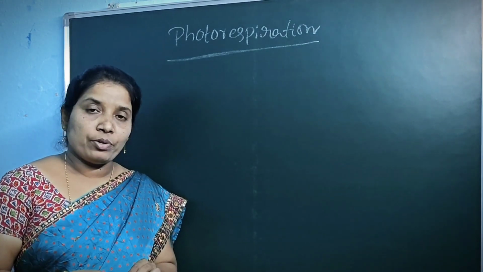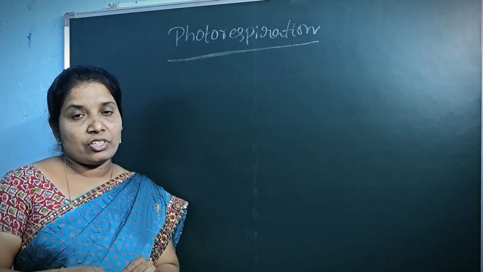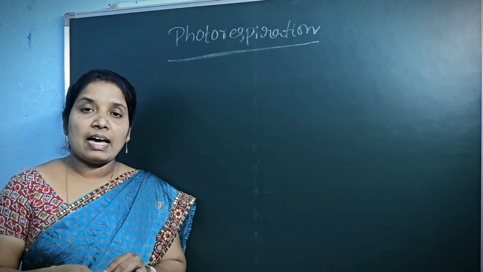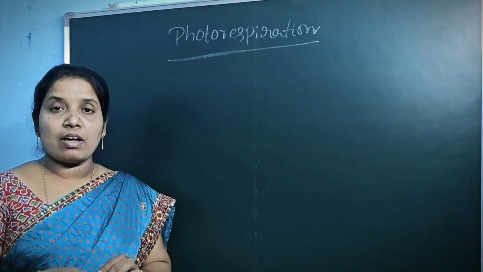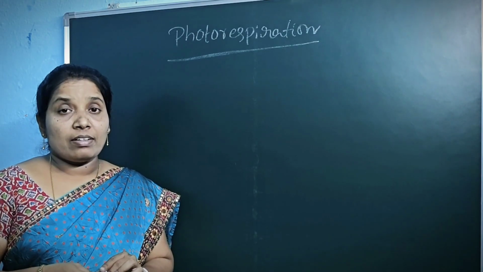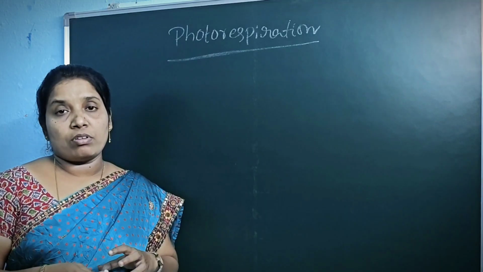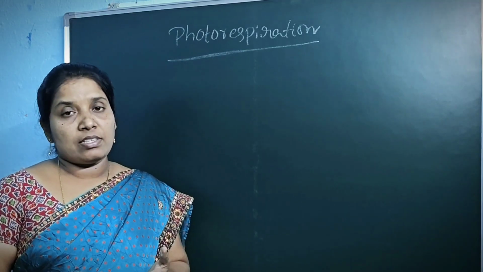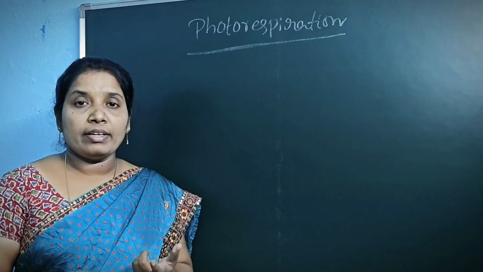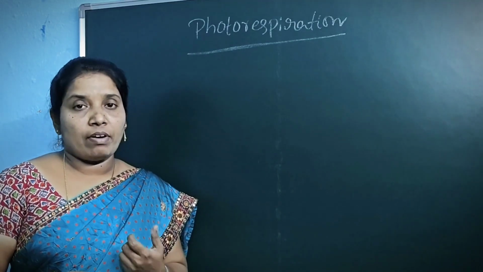In this video, I am going to give you a brief lecture on photorespiration. So photorespiration is a light dependent process that occurs in plants, where the plants are consuming oxygen and releasing CO2. Photorespiration has so many alternative names. Let's see one by one.